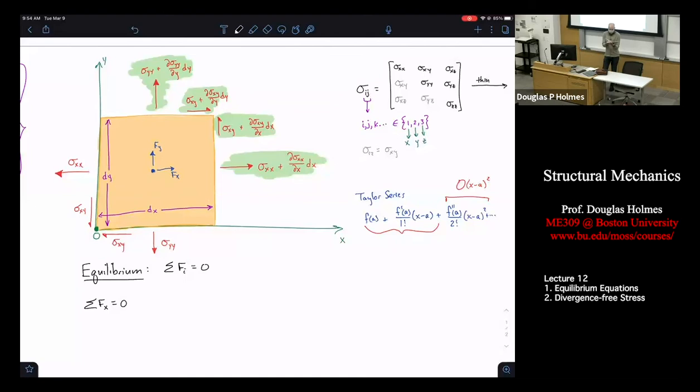And what that means is that we'll take first off this one up here. It's positive. So we'll write sigma xx plus the partial derivative of sigma xx with respect to x times dx. Now that's a stress. We take that thing and multiply it by the area that it acts on. The area that it acts on is dy times, into the board, dz.